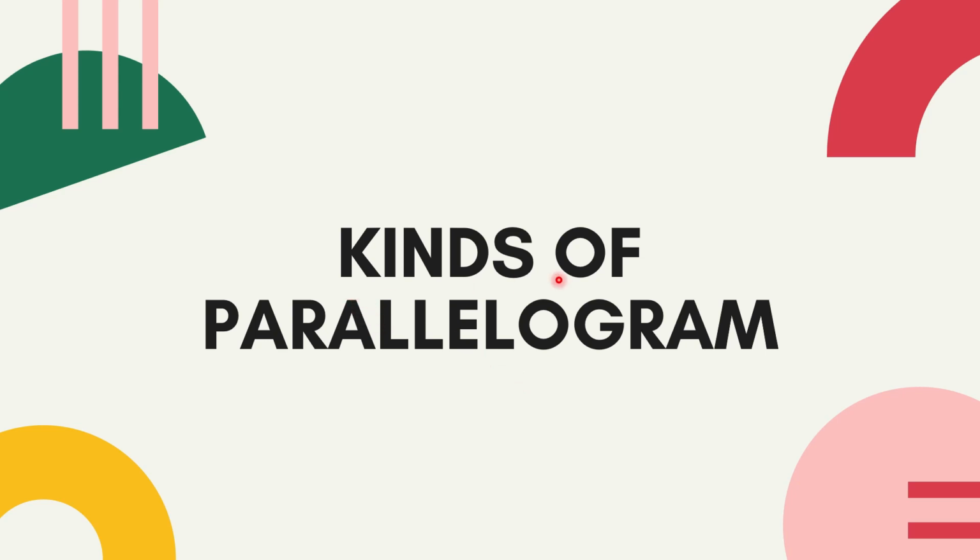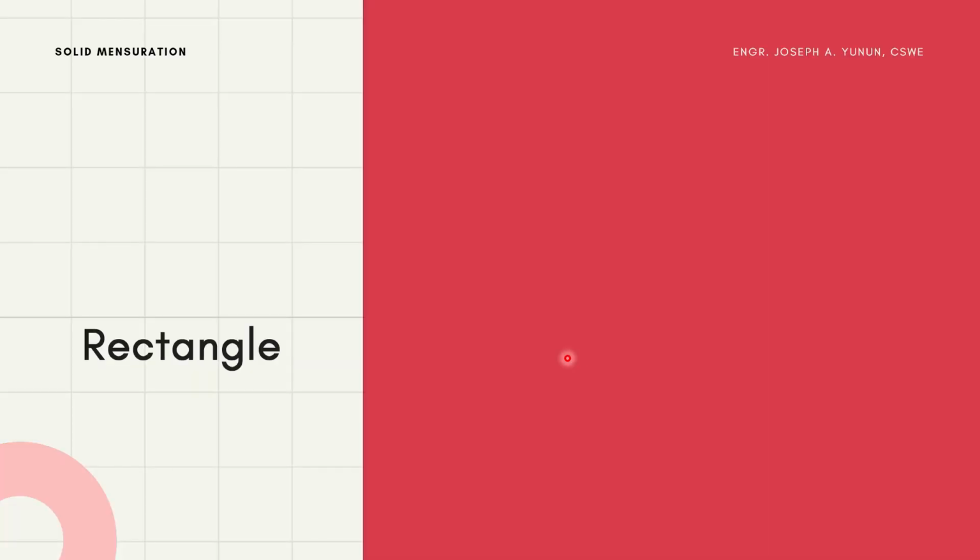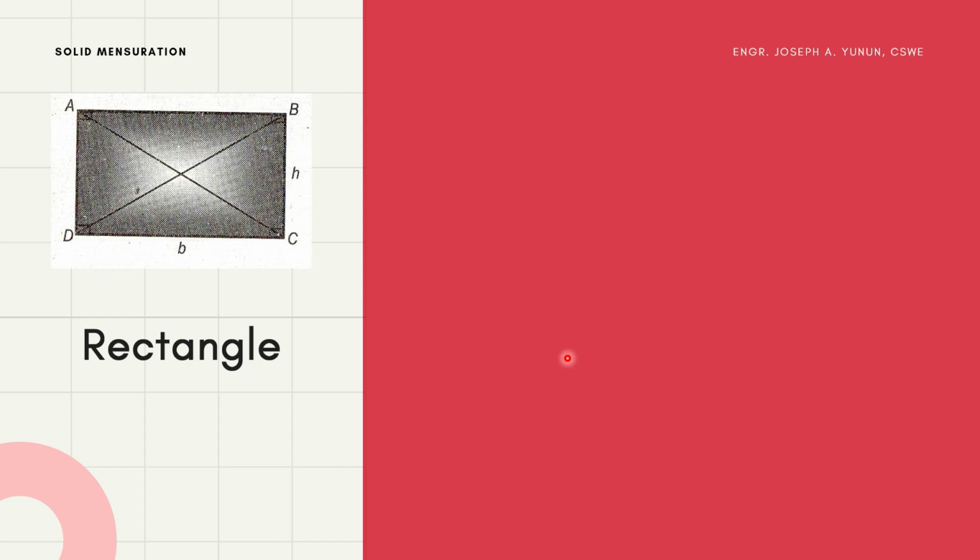Now we'll be dealing with the kinds of parallelogram. These are the square, rectangle, rhombus, and trapezoid, probably later on trapezoid. Let's talk first about the rectangle. You all know the figure. This is a rectangle. Two opposite sides are equal, and there are two equal diagonals here. All of its angles are 90 degrees, so the interior angles are equal to 90 degrees each.